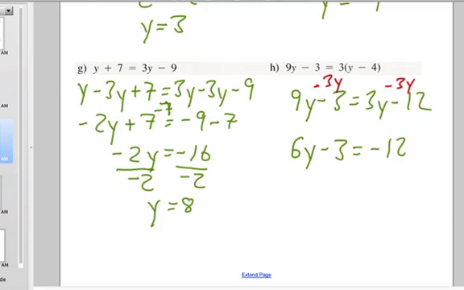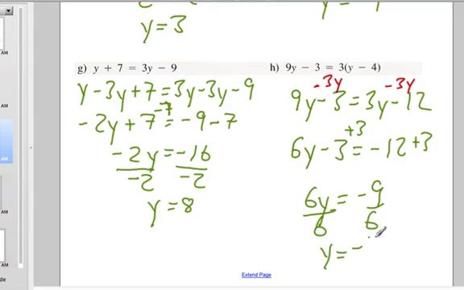We now add 3 to both sides, and you end up with 6y is equal to negative 9. Divide both sides by 6, and you get y is equal to negative 9 over 6, but that reduces to negative 3 over 2. And if you sub back in for y equals negative 3 over 2, you'll end up with the same on both sides.